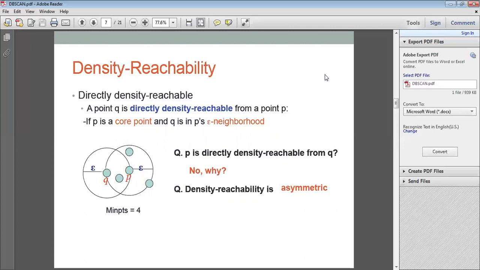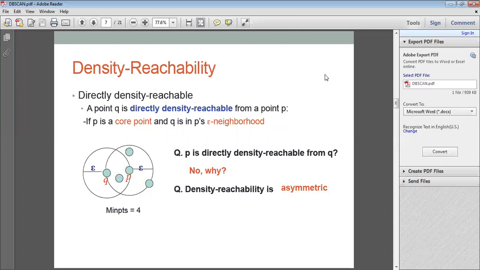So here in this diagram, the min points criterion is equal to 4 and P has 4 points in its neighborhood. So P is a core point and Q is not a core point, but Q is within a distance of epsilon of a core point P. So Q is density reachable from point P.